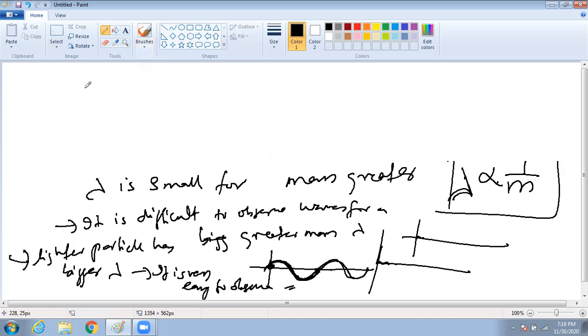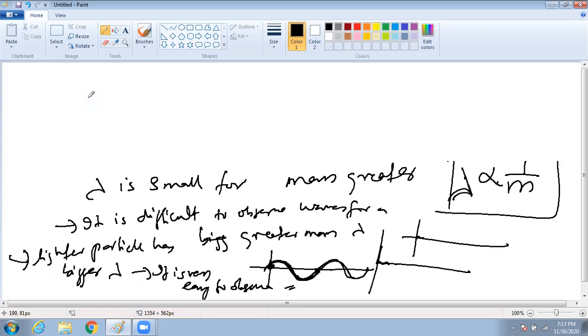Yes, sir. For electron and proton, it is very easy. You can see this. The lighter the particle, the larger the wavelength. The heavier the object, the smaller the wavelength, and it is difficult to observe.